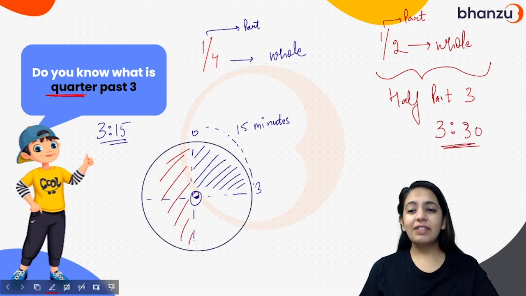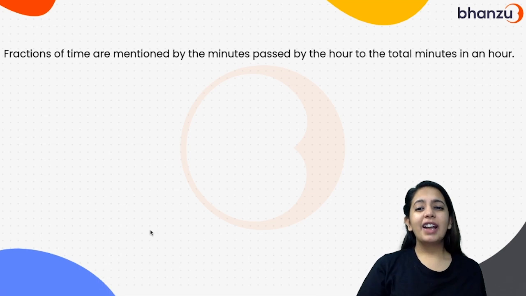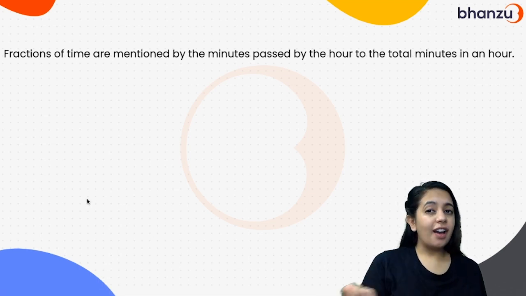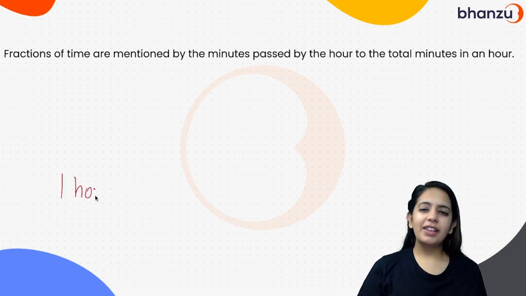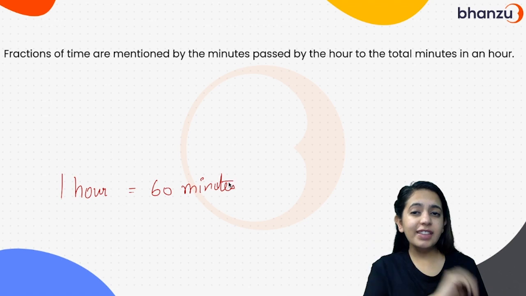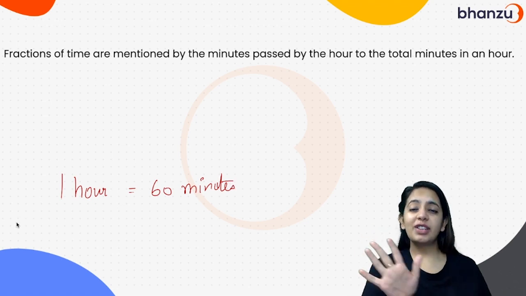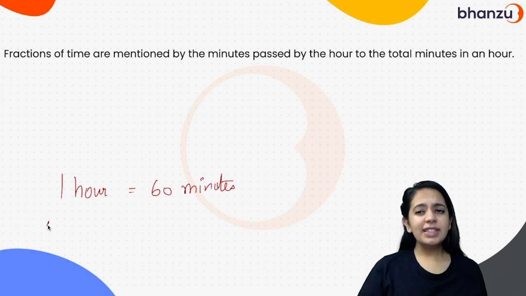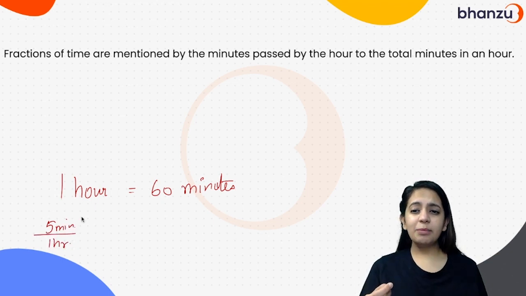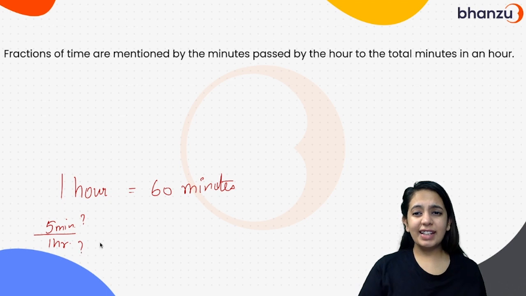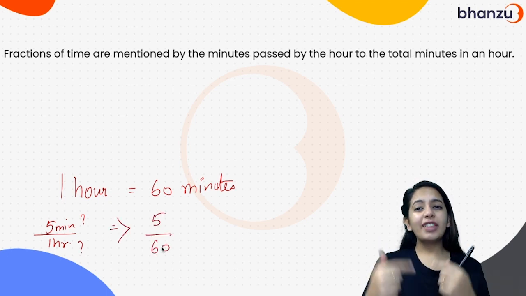Okay, now let's dive a little more deeper. So tell me, how many minutes represents 1 hour? Yes, 1 hour is equal to 60 minutes. And what if I ask you, what is the fraction of 5 minutes in this? So the fraction of 5 minutes out of 1 hour, would you say 5 minutes upon 1 hour? No, right? This is in minutes, this is in hours. So you cannot say it like that. You have to say 5/60, where both are in minutes.